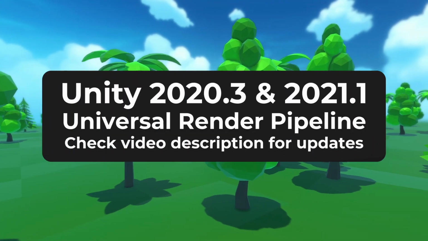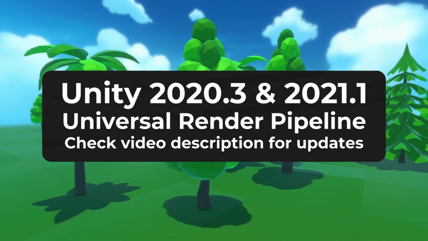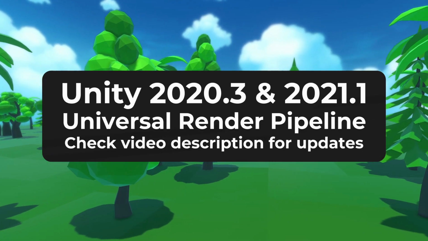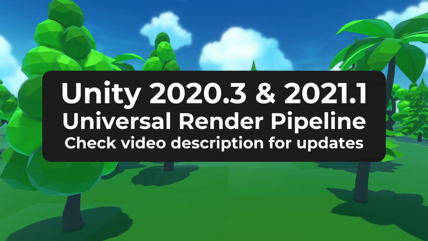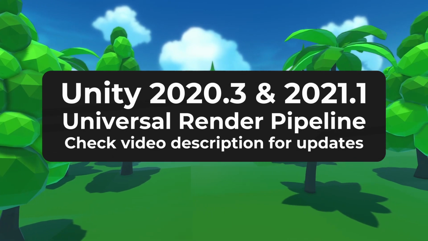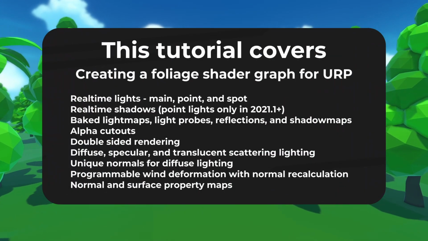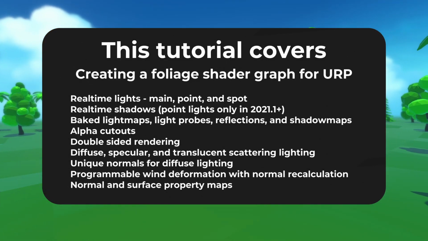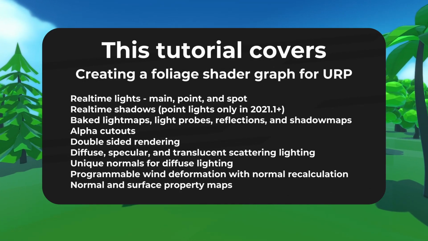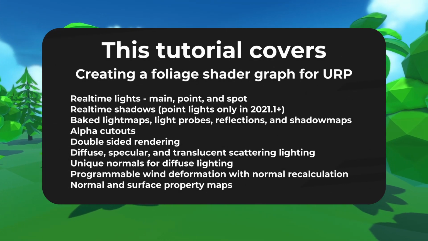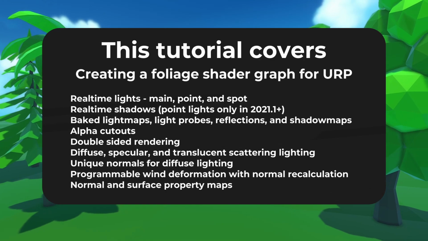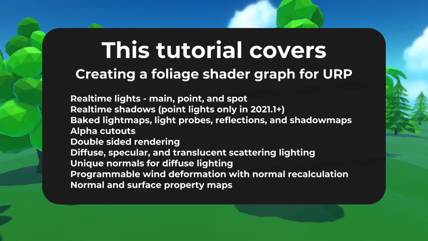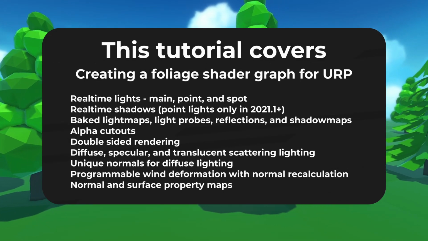This tutorial was tested in Unity 2020.3 and Unity 2021.1 using the Universal Rendering Pipeline. If you're using a future version of Unity, check the video description for any important updates. This tutorial covers creating a foliage shader with the URP shader graph. It is complete with diffuse, specular, and translucency lighting. It supports all light types, their shadows, global illumination, and fog. We'll also look at wind deformation and two-sided rendering with normal mapping for use with grass billboards.